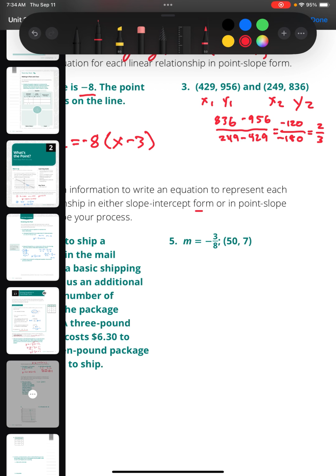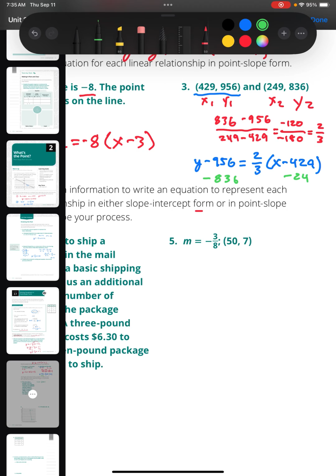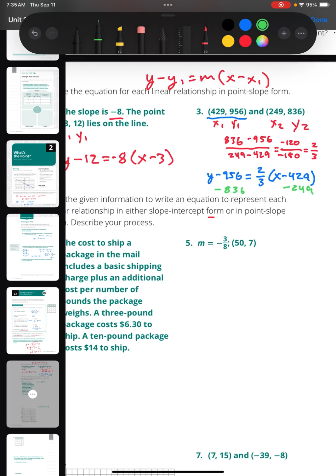All right, once we have the slope, we can pick a point. You can choose either point, it does not matter. Okay, any point on the line would work to put it in point slope form and would be correct. I'm going to choose this first point. So my equation would be y minus 956, there's my y value, equals my slope, and then x minus 429. So there would be an equation. You would be correct to use the other point. If you use the other point, all that would change is this would be minus 836, and this would be minus 249 for the x. Other than that, slope would be staying the same.